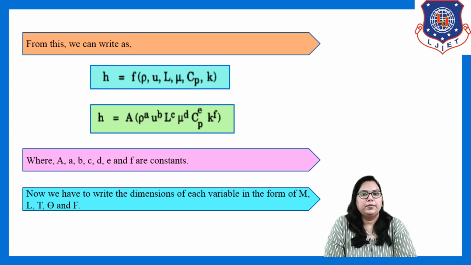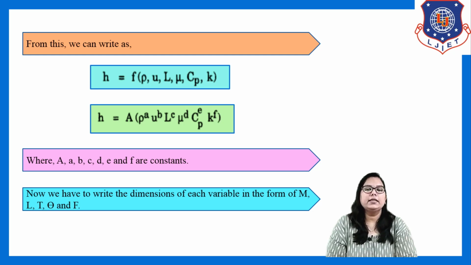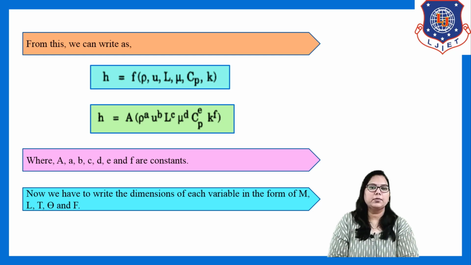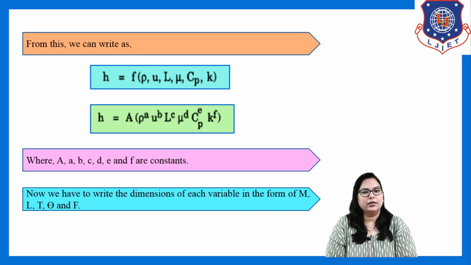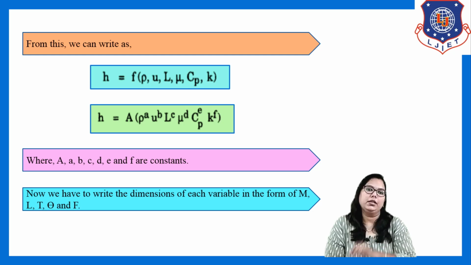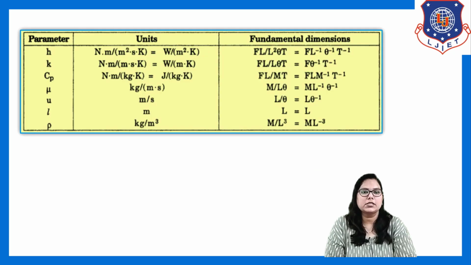Now in the next step, I have to write the dimensions of each variable in the form of M, L, T, theta and F. We know what the fundamental dimensions are. You have already studied these fundamental dimensions in the subject material and energy balance, right? In the same way here we have to write the dimensions of all these variables in the form of fundamental dimensions, that is in the form of M, L, T, theta and F. So let's write that first.